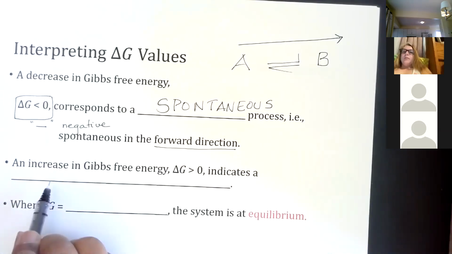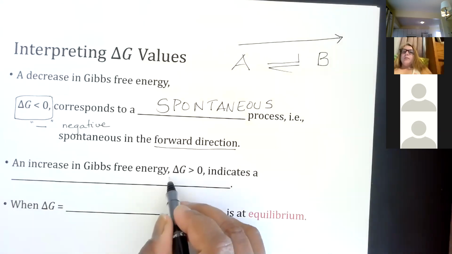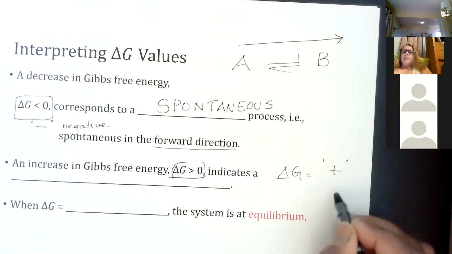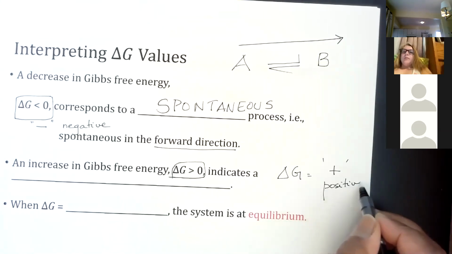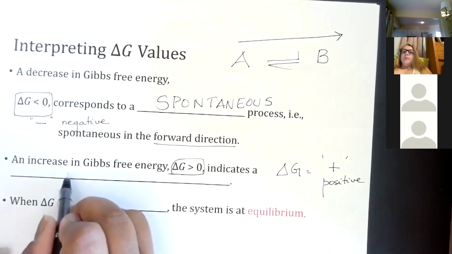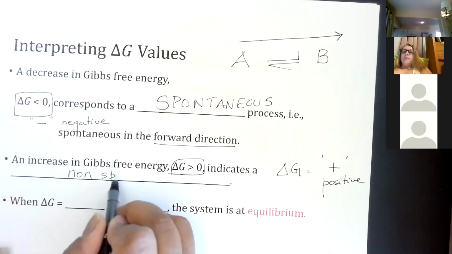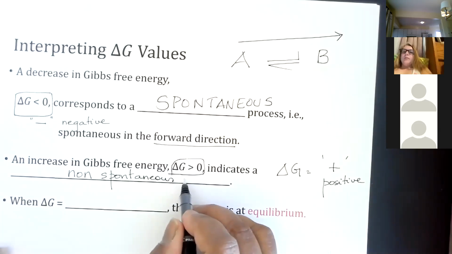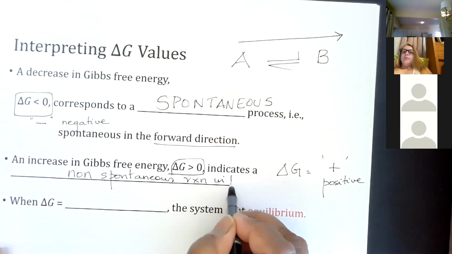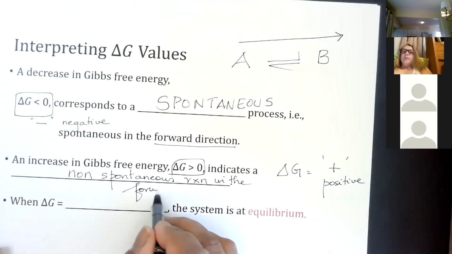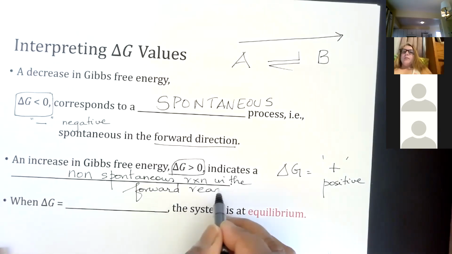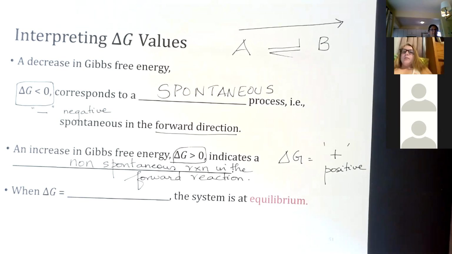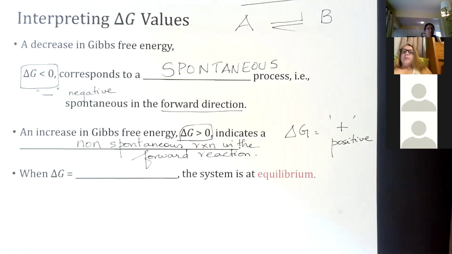But in the forward direction, an increase in delta G, which means delta G here is positive, indicates a non-spontaneous reaction in the forward direction. So we have to be very clear. And at the end of the chapter, we'll also link delta G with capital K, the equilibrium constant.